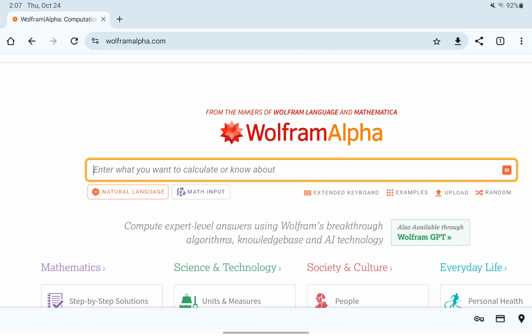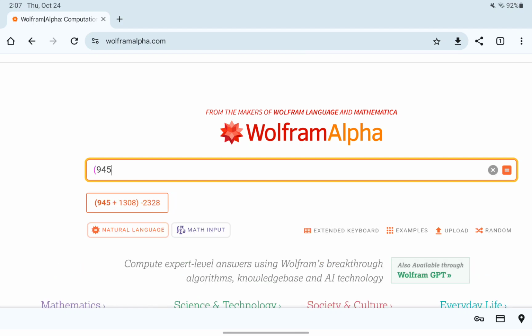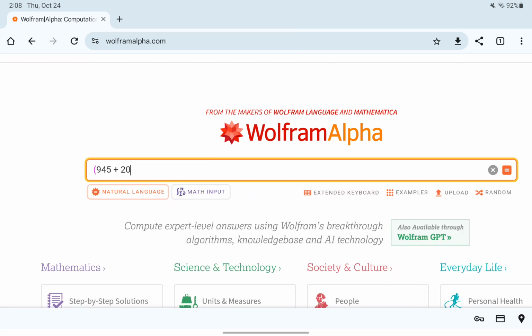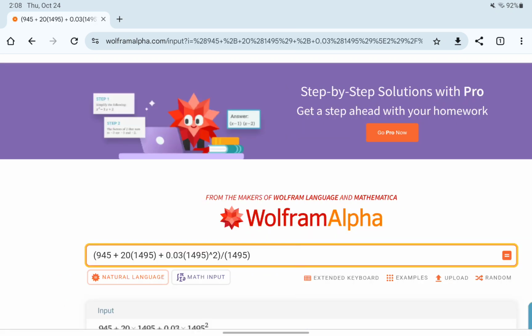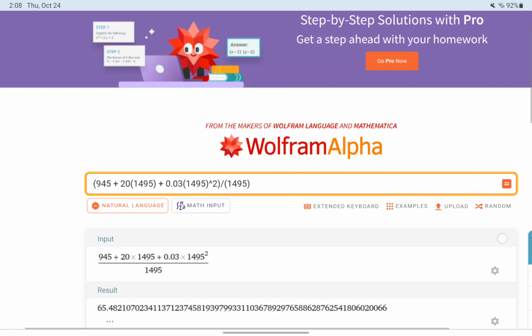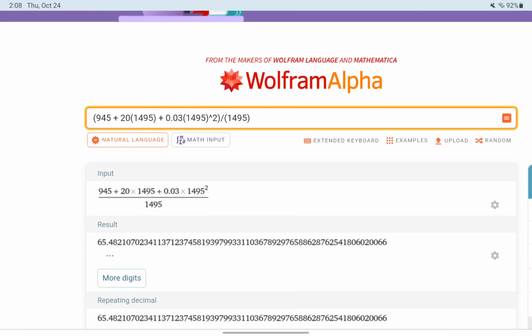To do that, we'll flip over to Wolfram Alpha and we'll just evaluate this expression by entering 1495 everywhere we have an X. And we get a result of 65.482, etc.